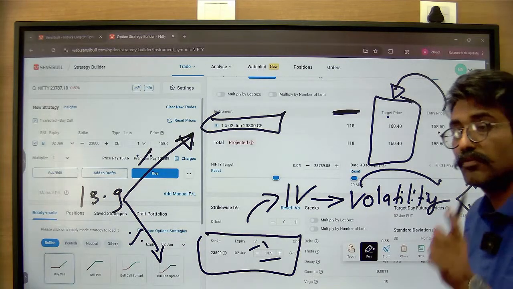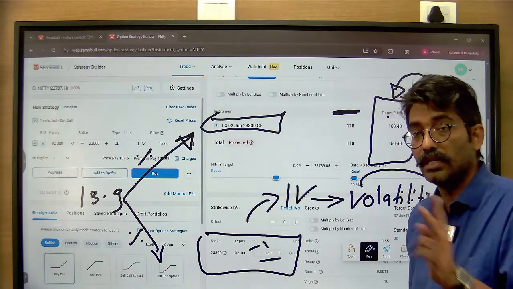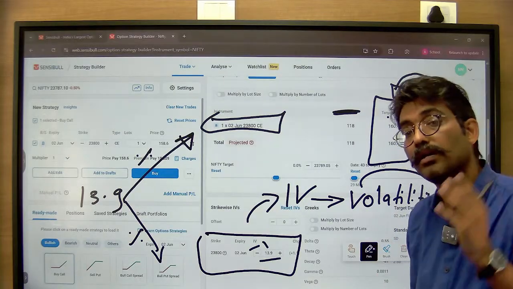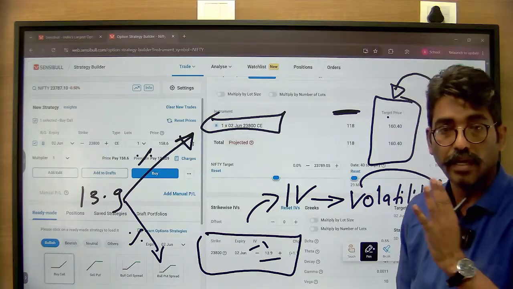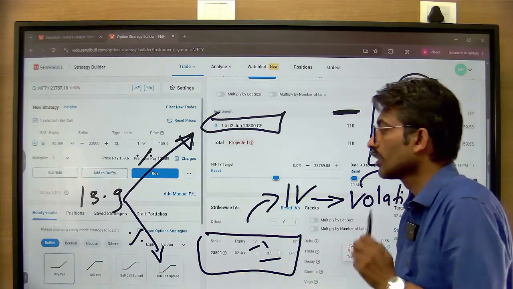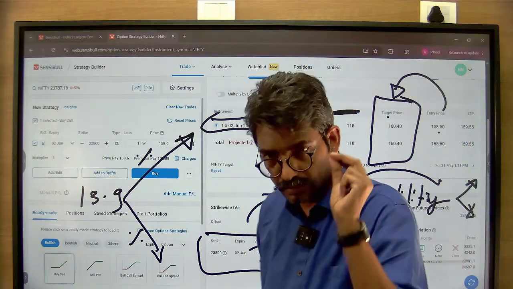It is not a probability of upside. It is not a probability of downside. It is a probability of upside or downside. Volatility has no sign, has no color. Okay? Second thing is, listen to this carefully. This is very important.